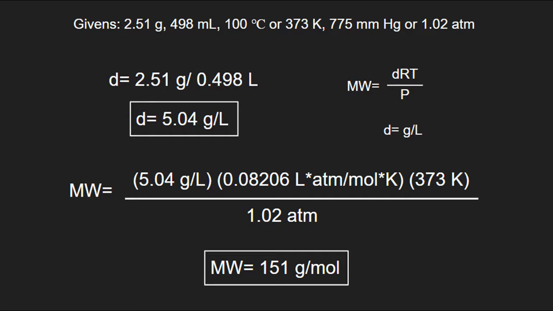Pre-lab question 4 is, if 2.51 grams of the vapor of a volatile liquid is able to fill a 498 milliliter flask at 100 degrees Celsius and 775 millimeters of mercury, what is the molecular weight of the liquid? What is the density of the vapor under these conditions?